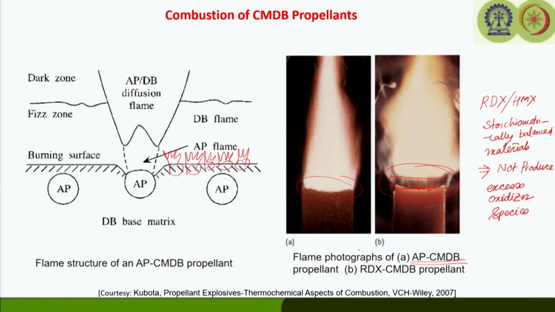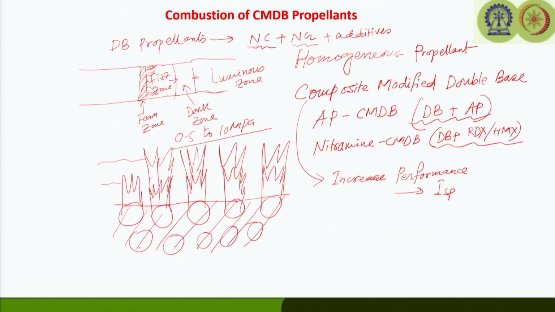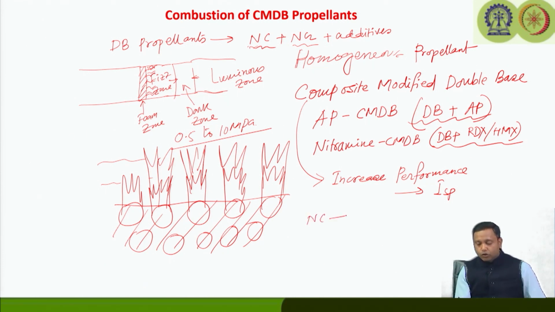Now, a few more things we should talk about regarding the nitramine based CMDB propellants. If we recall our discussion on double base propellant, the major oxidizers formed due to the bond breaking of the NC and NG, because NC and NG majorly constitute the N-NO2 bond, are NO2 and NO along with other CHO species.